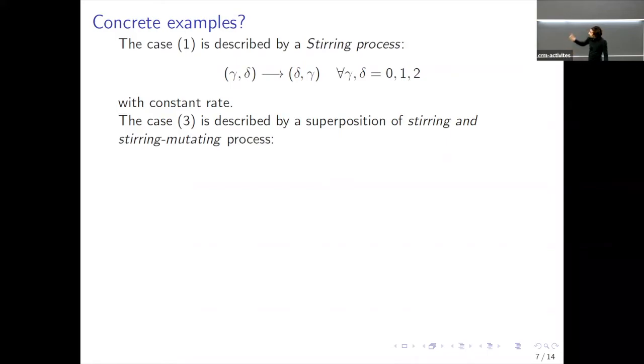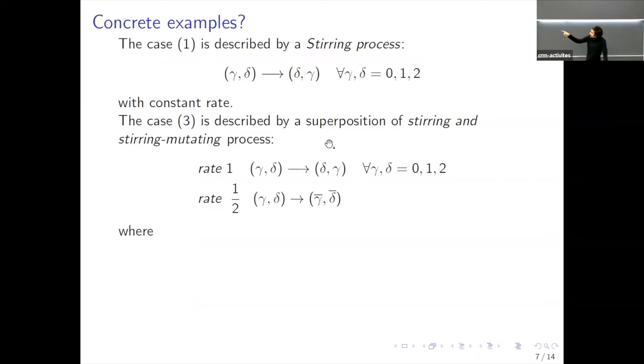The first one is a stirring that mimics the independent diffusivity, and to mimic the crossing diffusivity and the reaction, we have to add a so-called stirring-mutating process. That is a process that acts like this. With rate 1, we have just the first stirring, so we exchange at a faster rate, and the other stirring-mutating process is slower and exchanges the two sites, and after that it mutates the two sites.